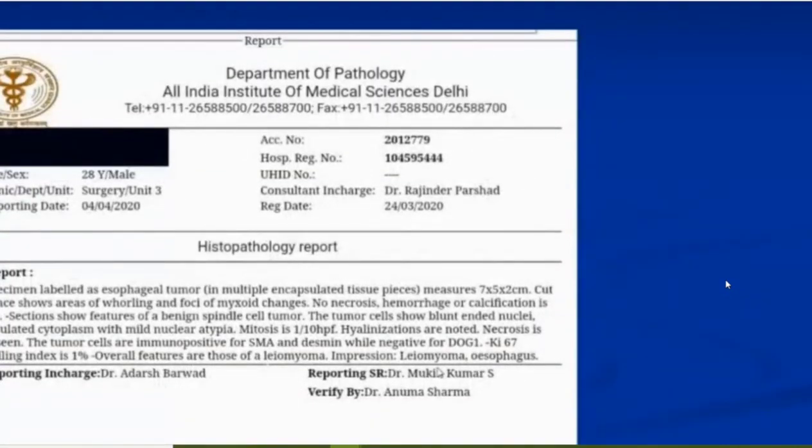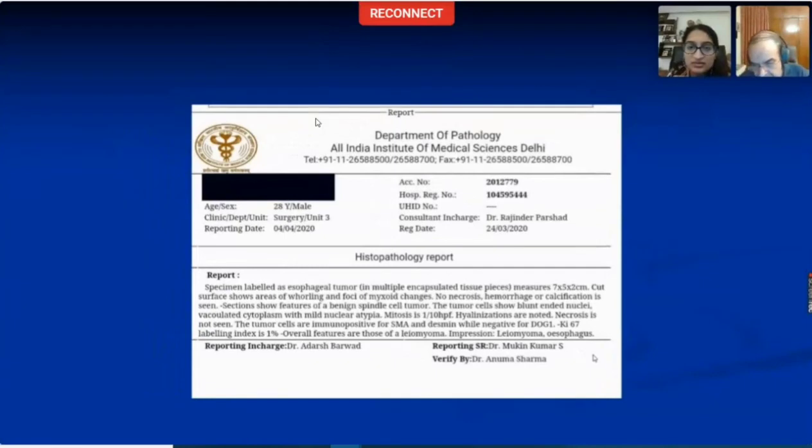That's the histology of this patient. Overall features were those of a leiomyoma. It was negative for DOG1. DOG1, remember, is a marker for GIST. What does DOG stand for? Any idea? DOG stands for discovered on GIST.